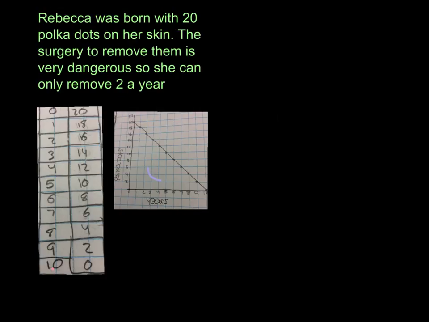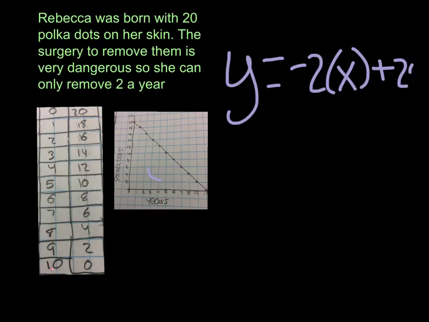Your equation would be y equals negative 2x plus 20. Y represents the number of polka dots left. Negative 2 means that you remove 2 each year. X is the number of years, and plus 20 because that's the starting value.